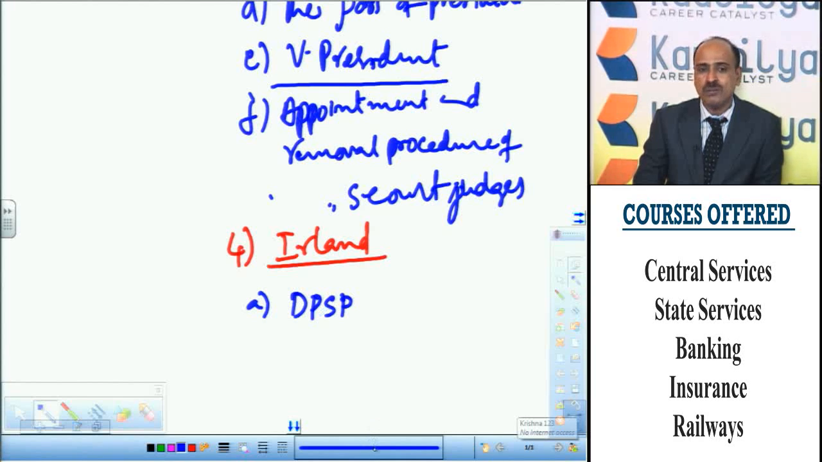Then we borrowed from the Ireland Constitution. But these principles are not justiciable. Later we will discuss in one chapter.